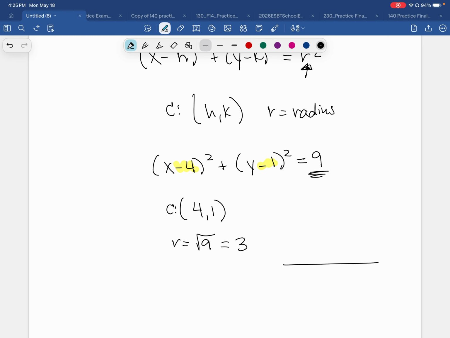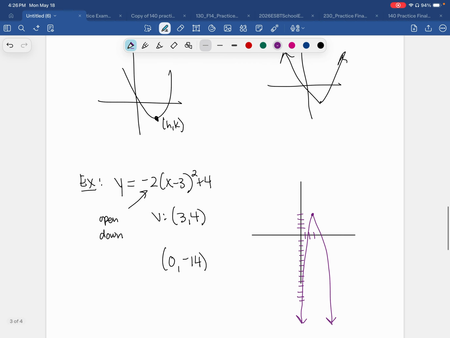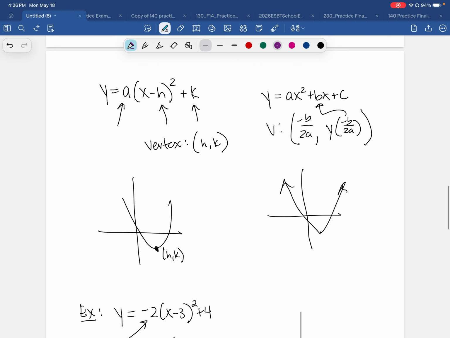So if I'm going to graph this one, your center is at 4, 1. And you're going from that point in each direction 3 spaces. So 1, 2, 3. 1, 2, 3. And we're just sketching, which is why it looks like a funky little circle, but that's your circle. Okay, so that is our standard form for a circle. And then the question you asked about the vertex formula is this one.